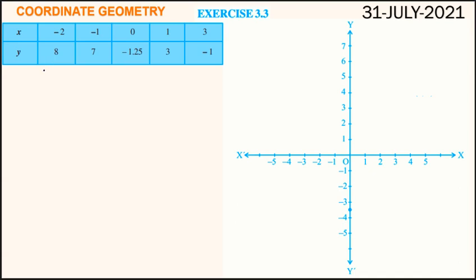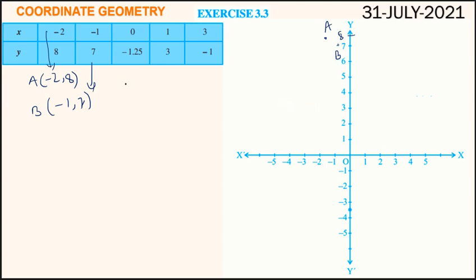Here I have made a point A, minus 2 comma 8. Minus 2 comma 8 lies in the second quadrant. If I consider this as 8, then minus 2 comma 8 lies here. Then B, minus 1 comma 7, also lies in quadrant 2 because of the nature negative comma positive, so it lies here. This is B.